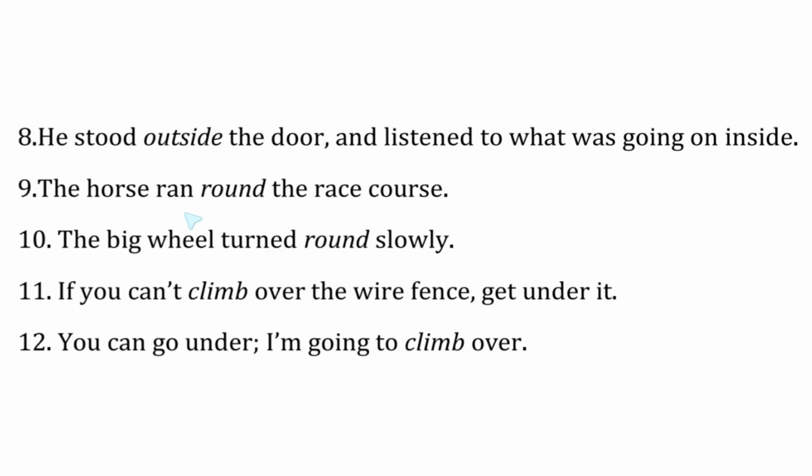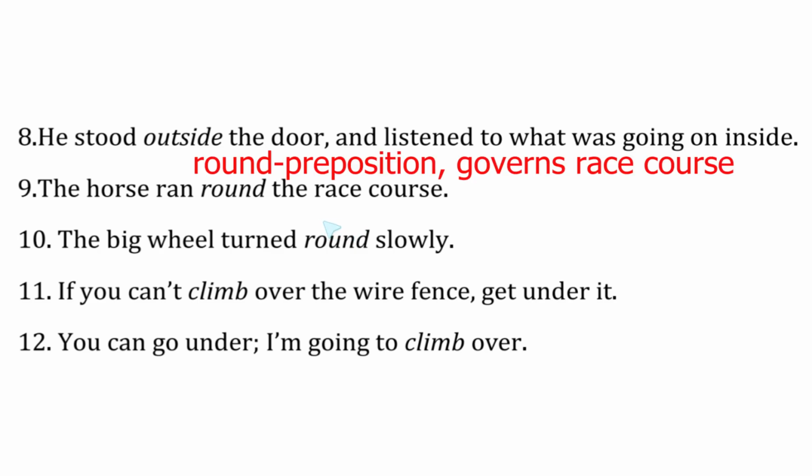Number 9: The horse ran around the race course. In this place the word around is governing the phrase the race course, or you can say the noun race course, so that's why it is a preposition. And another way, you can remove it from this place, like "the horse ran the race course," it will not make complete sense. So this way also you can say this is a preposition, meaning around is a preposition.